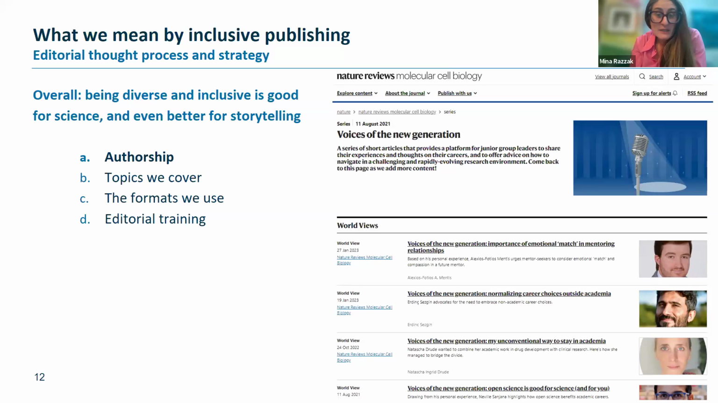So for example, in terms of authorship, we have a lot of power to change authorship demographics because we invite most of the content that we publish. So while we have limitations in terms of the field itself, we can and we do push for at least representative gender balance. So journals such as Nature Reviews Psychology have authorship that's about 50-50 men to women in terms of corresponding author on reviews. But we also think about other demographics beyond gender.